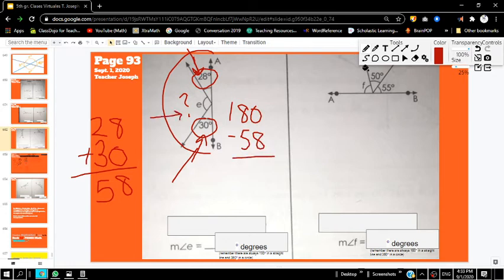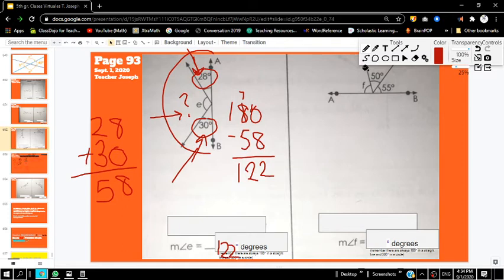0 minus 8 we can't do, so we're going to go to our tens column, make that a 7, bring over my 10. 10 minus 8 is 2. 7 minus 5 is 2 tens, and 1 minus 0 hundreds is 1, sorry. 122 is my angle measurement for letter E.